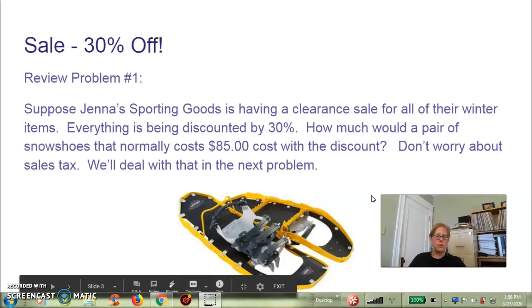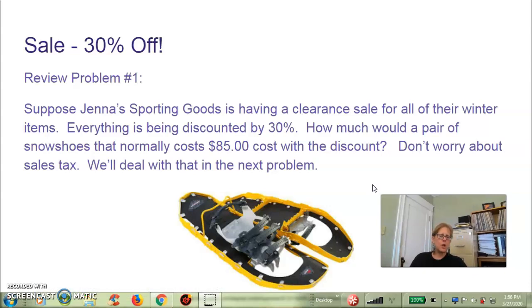All right, so we're going to get started with this problem. I'll just have you read it along with me. Suppose Jenna's Sporting Goods is having a clearance sale for all of their winter items. Everything is being discounted by 30%. How much would a pair of snowshoes that normally cost $85 cost with the discount? Don't worry about sales tax, because we'll be dealing with that in the next problem. All right, so what you need to do right now is just figure out, hey, what's Jenna going to pay? 30% off. The cost is $85, okay? All right, so pause the video here, figure it out, and then when you're ready, start it up again.